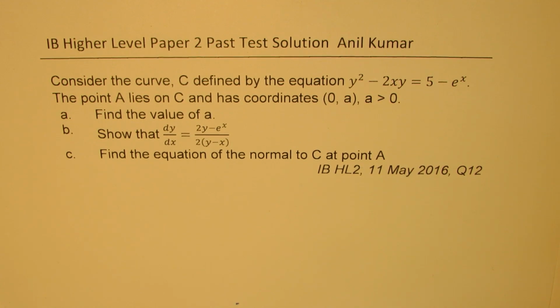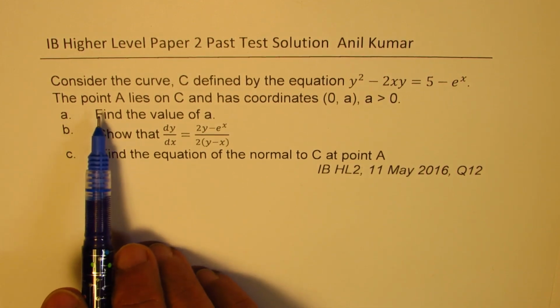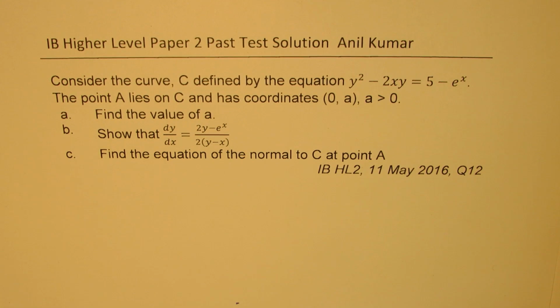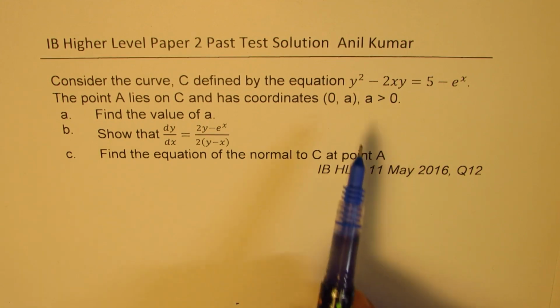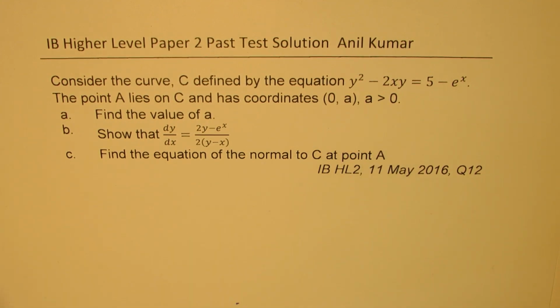This one is based on calculus from IB Higher Level Paper 2. Consider the curve C defined by the equation y squared minus 2xy equals 5 minus e to the power of x. The point A lies on C and has coordinates (0, a), where a is greater than 0.